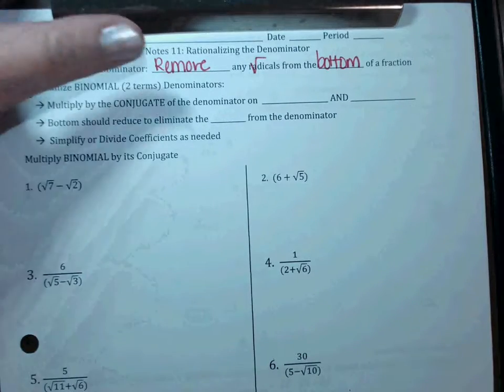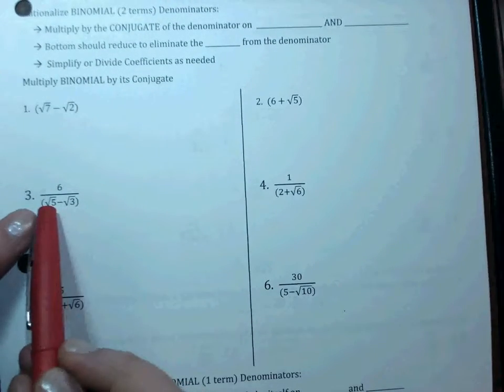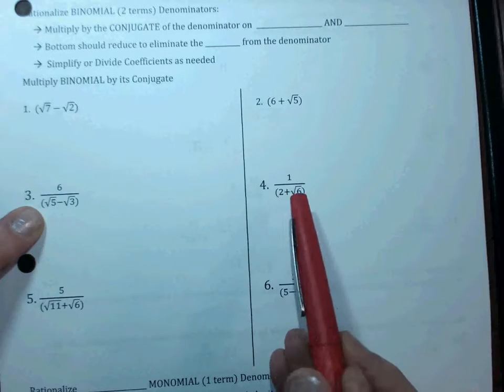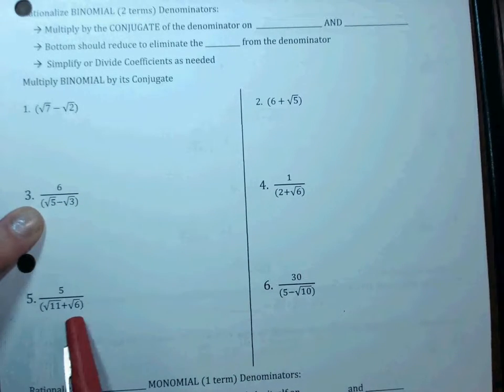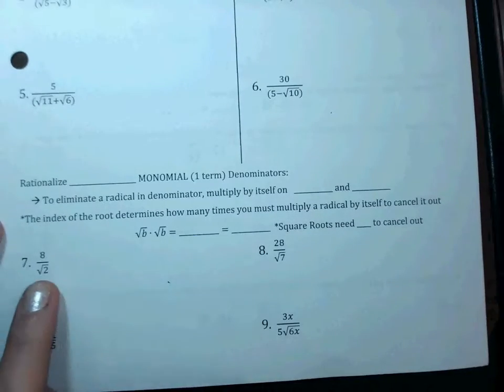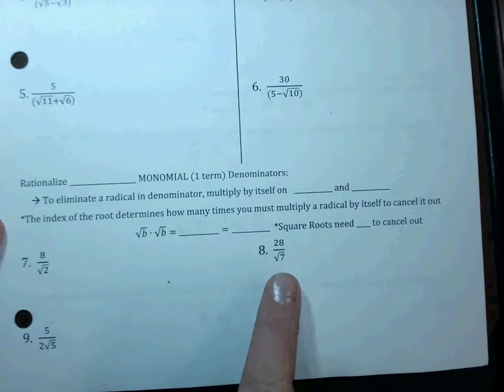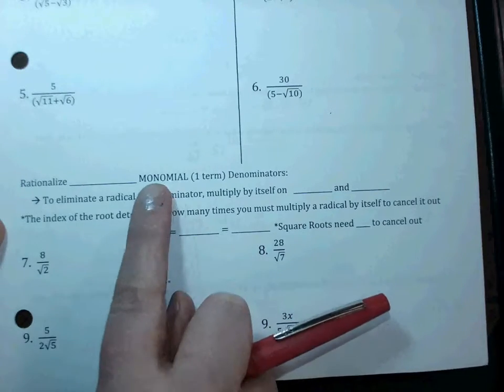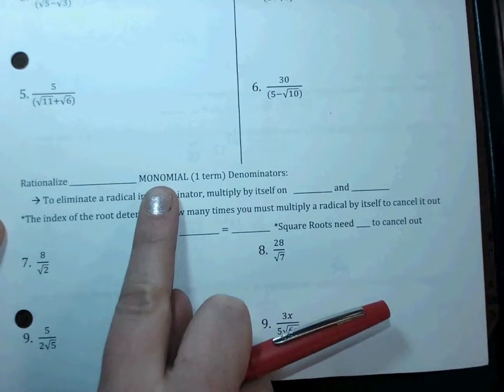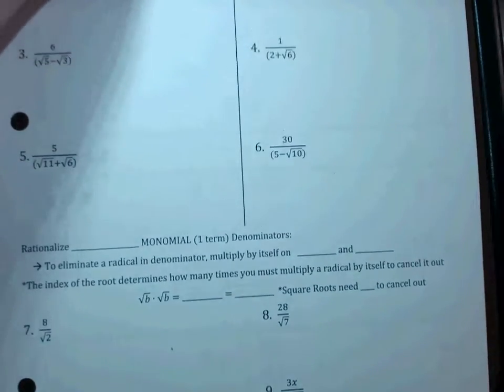So for example, look at these down here. It's like a 5 and a 3, a 2 and a 6, an 11 and a 6. There's two parts. Okay, fast forward for a second. How many do each of these have? Just one. So they're a monomial. Okay? So a binomial means you have two parts.